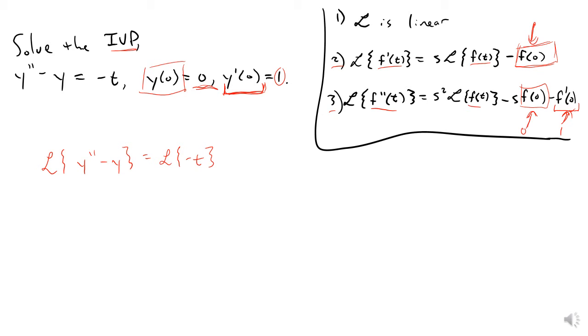Okay, now the fact that the Laplace transform is a linear operator tells me that I can break this up on the left-hand side to say just the Laplace transform of y double prime minus the Laplace transform of y. And on the right-hand side, let's go ahead and pull that negative sign outside because, again, since it's a linear operator, constants can be pulled out. So this is negative Laplace transform of t.